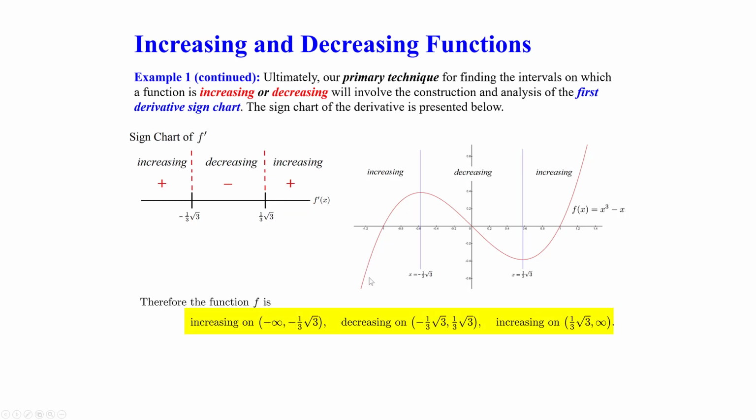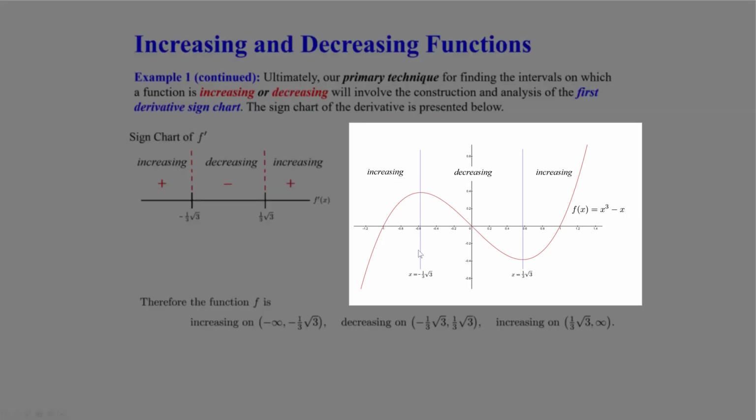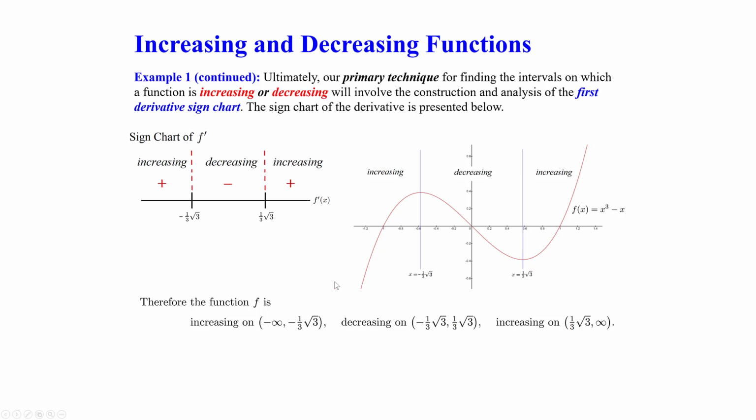And for completeness, I've graphed the function x cubed minus x. And we can see on this interval, -infinity to -√3/3, the function is rising. It doesn't matter that here it's below the x-axis, it's still rising on this interval. And on this interior interval, it's decreasing, dropping over the entirety of this interval. And finally, on the rightmost interval, we see the function is rising again. Again, the fact that it's increasing is not a statement about where it's positive and where it's negative.